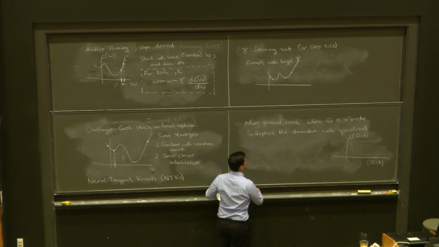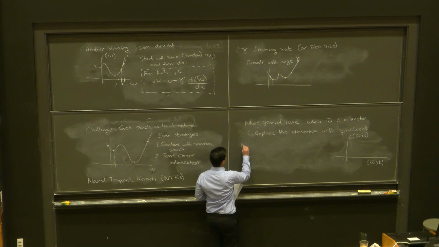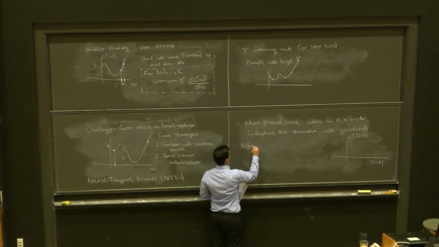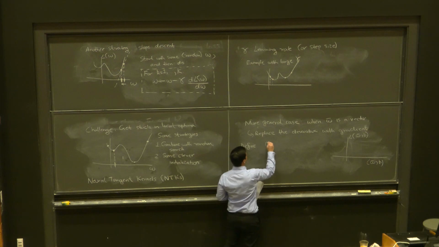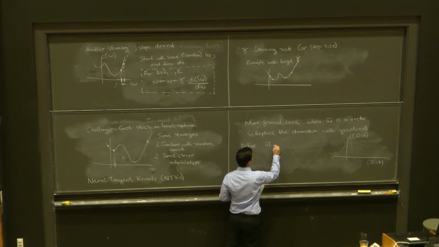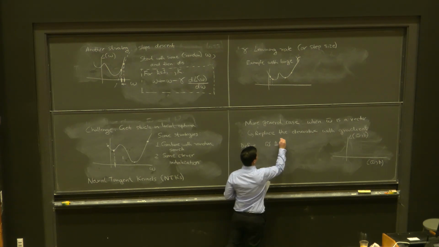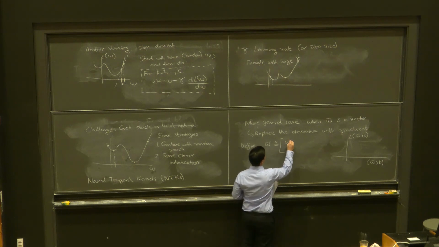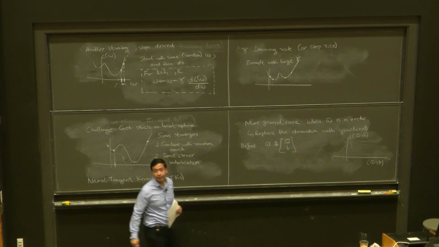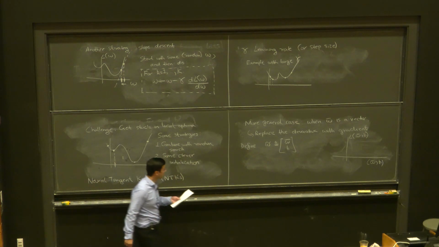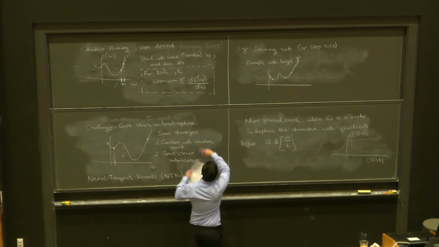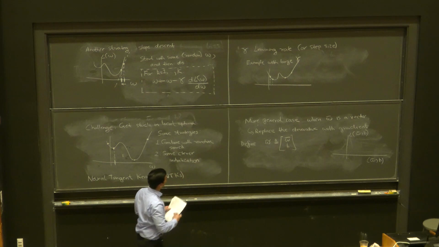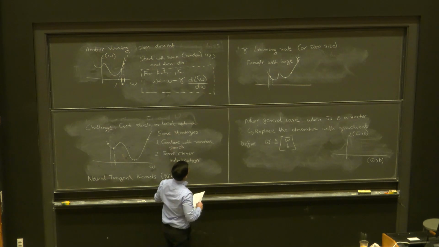Just a piece of notation. I'll define W tilde to be the concatenation of the vector W with the scalar bias term B. And then we can essentially just apply the same process as over there.